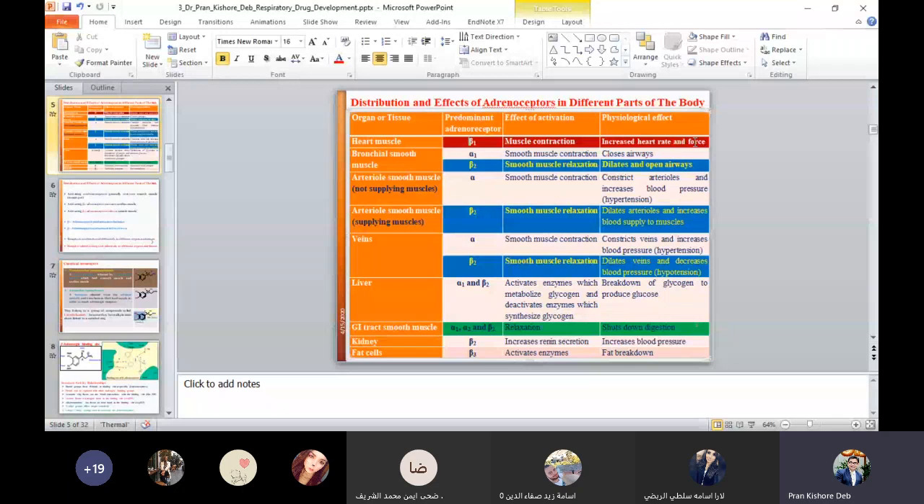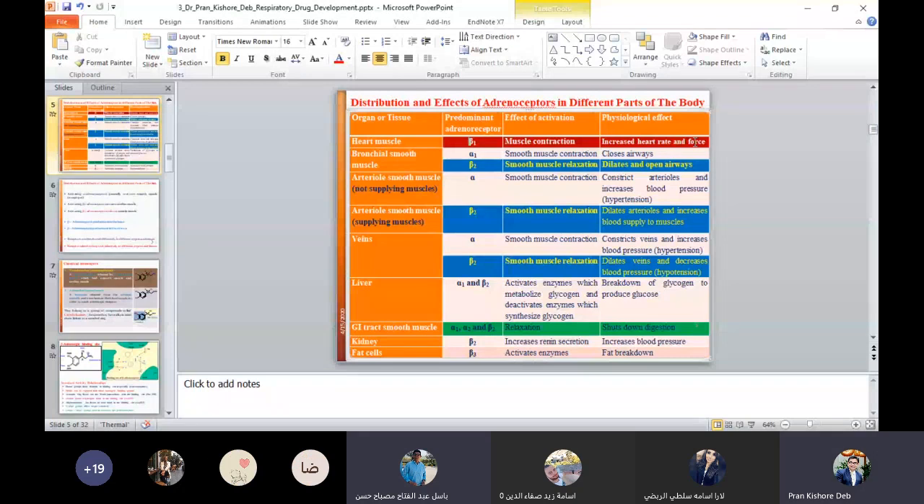Imagine a patient who is suffering from two different conditions, having asthma and also having hypertension. What will happen if you give a drug that is non-selective to beta 1 and beta 2? It will cause a heart failure.